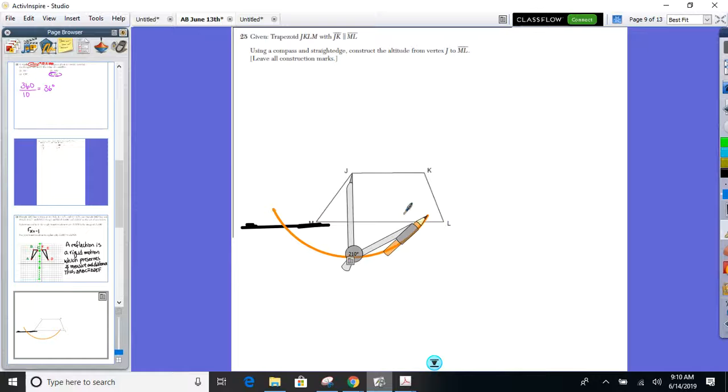And then from there, now you go to each endpoint, and you can do these next two arcs below or above. It doesn't matter, as long as they intersect each other. So there's one arc. Go to the other point of intersection with the same opening on your compass. Make those two intersect. There we go. And then line up your straight edge with point J and that point of intersection, and we should be good to go.